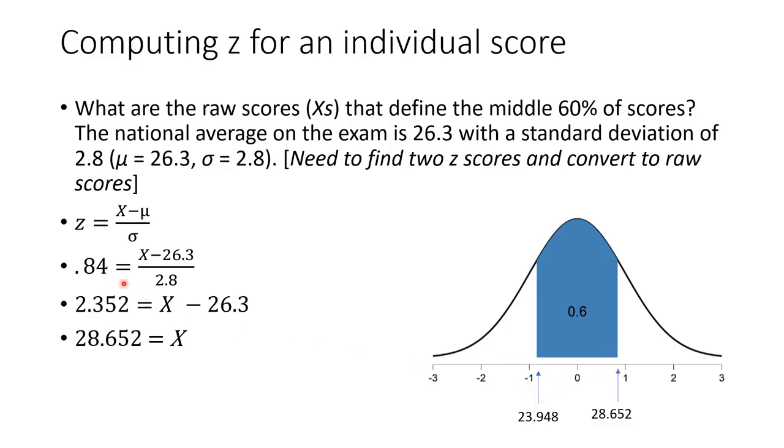So again, you go through and you solve for x, multiplying both sides of the equation by 2.8, adding 26.3 to both sides of the equation, and then it gives you your x score, which is right there. So now these two raw scores bracket the middle 60% of scores in this distribution.